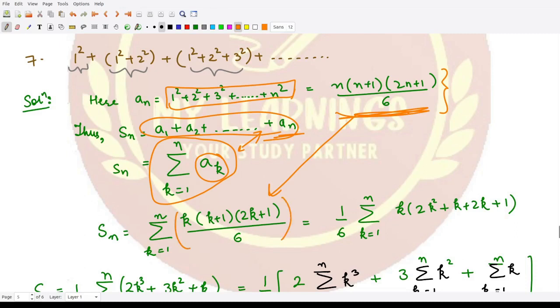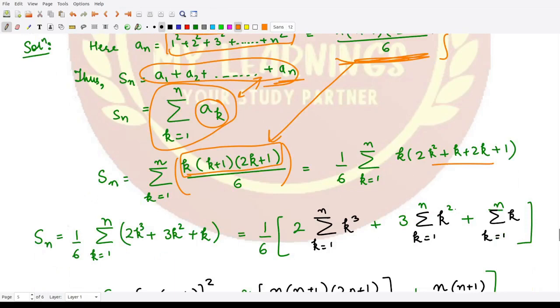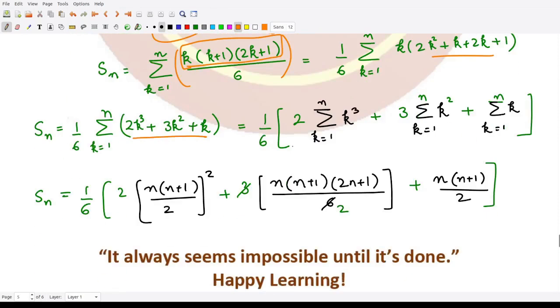Now we have to solve and simplify this. To simplify this, we can multiply all these three terms together so that you would have these terms. What would you have? You would have 2k cube plus 3k square plus k, right? Again, you can split up the summation so that you would have these terms.